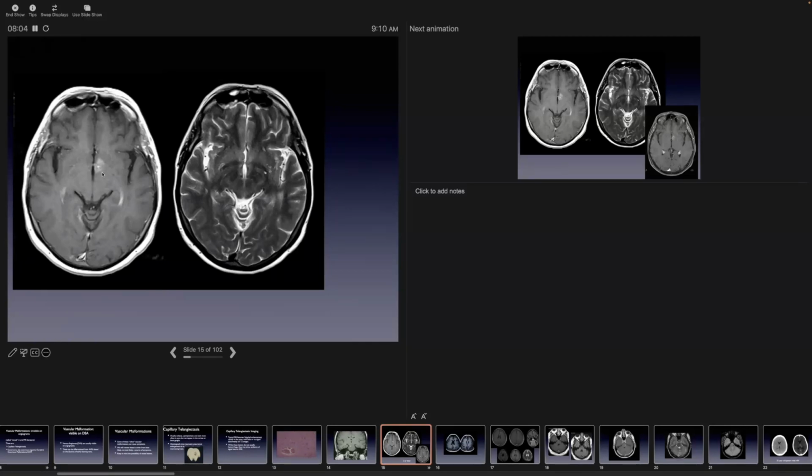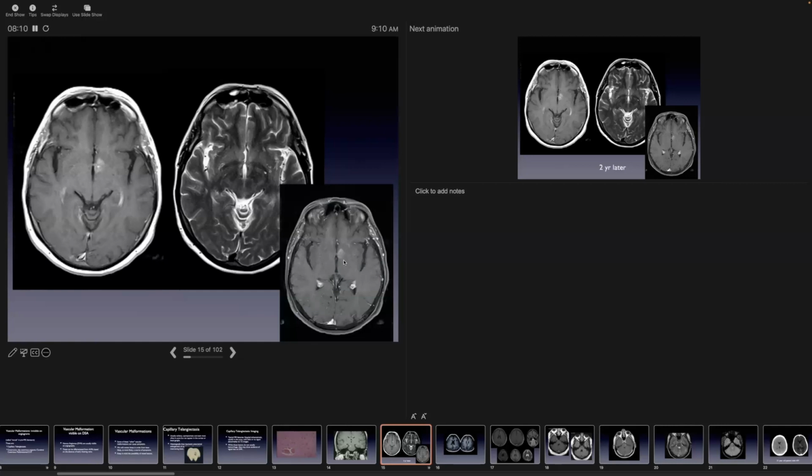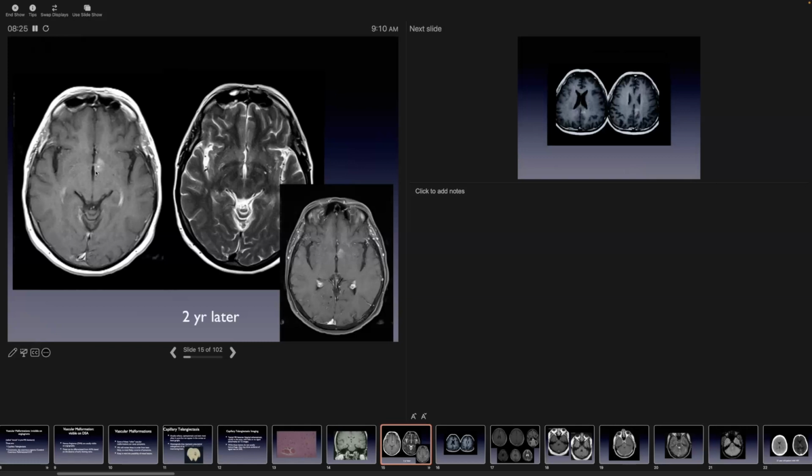You can see this blush of enhancement here. There's really no signal abnormality on the T2 weighted imaging. And we ended up following this one, and instead of a few months, it came back 2 years later and looked basically the same, accounting for differences in the imaging technique. So again, atypical location, but relatively typical appearance.